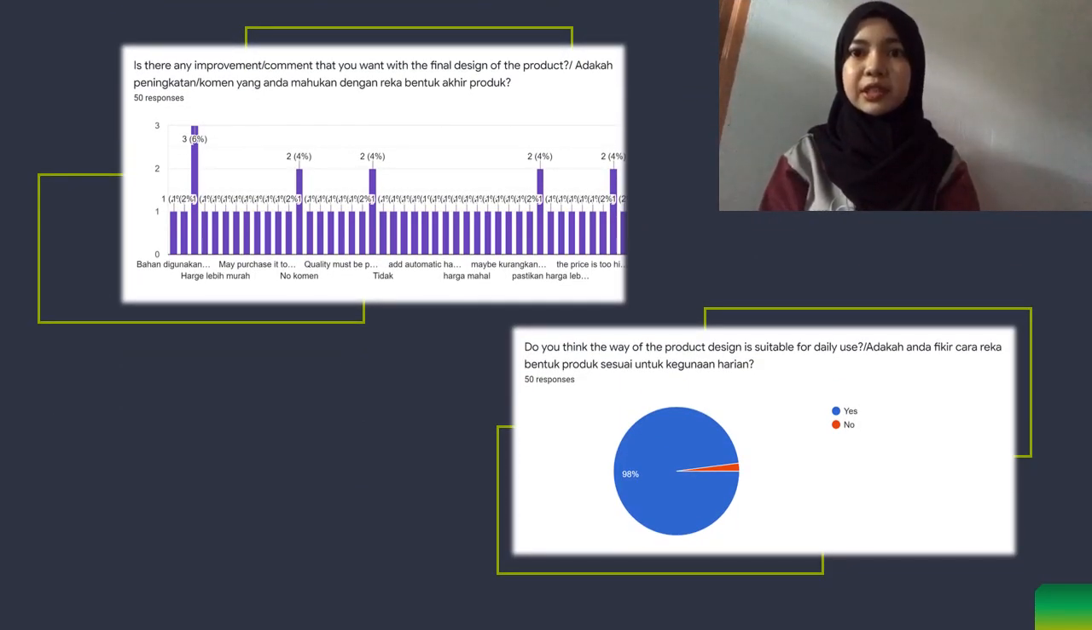The next question is whether the target users think the design of the product is suitable for daily use, to confirm that our idea and product have creation value or meet a requirement. The result shows that 98%, with 49 respondents, think that the design of our product is suitable for daily use, and 2%, with 1 respondent, think the design is not suitable for daily use.